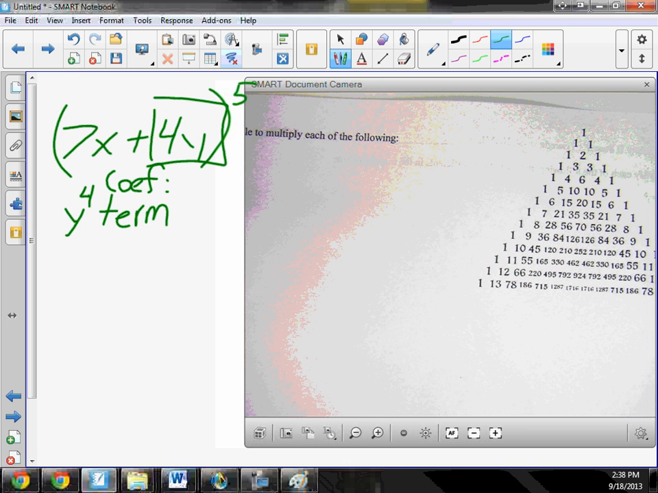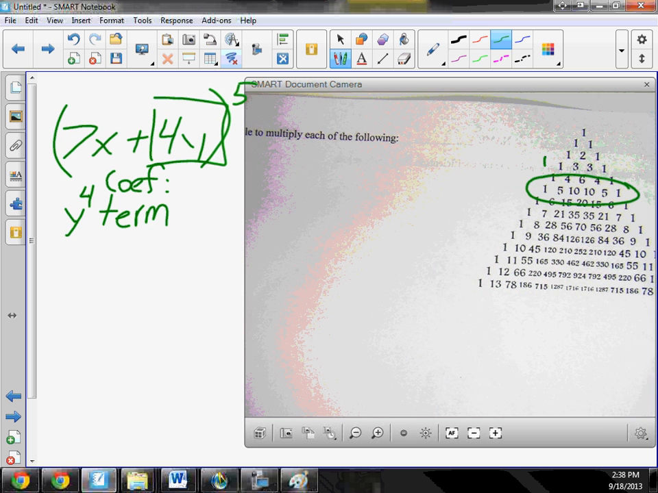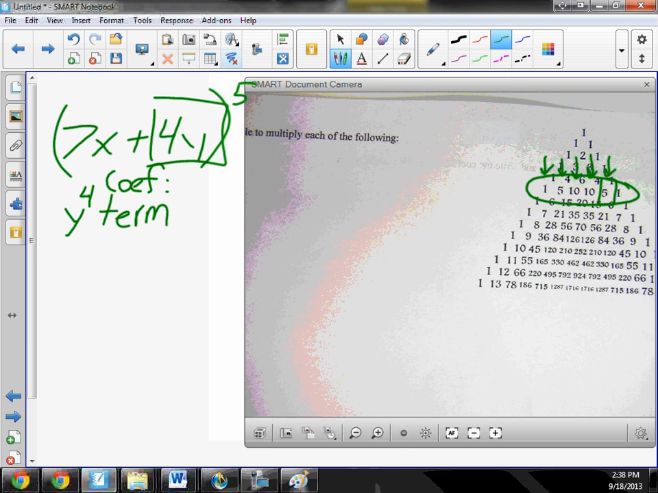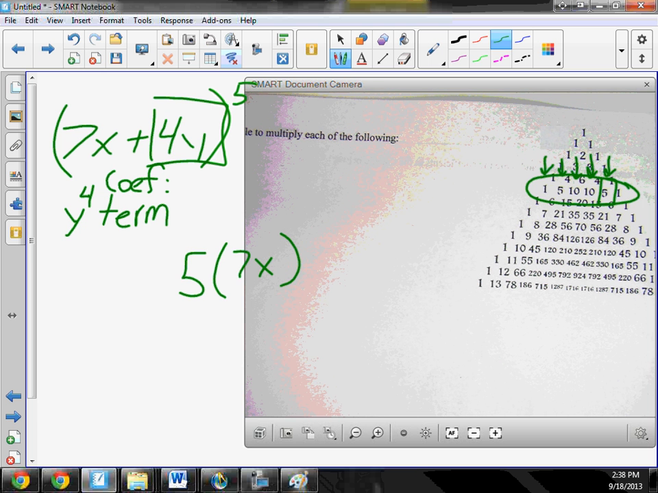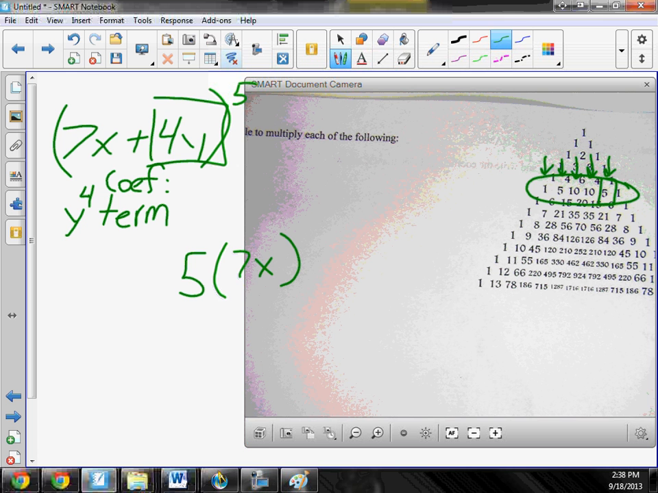So if I go to row 5 right here, what is the y value there? 0, 1, 2, 3, 4. It's the second to the last one. Do you get that, Hannah? Okay, so we pull down the 5. How many 7x's are there in the second to the last term? How many 7x's are there in the last term? None. So the second to the last term must be just one of them.